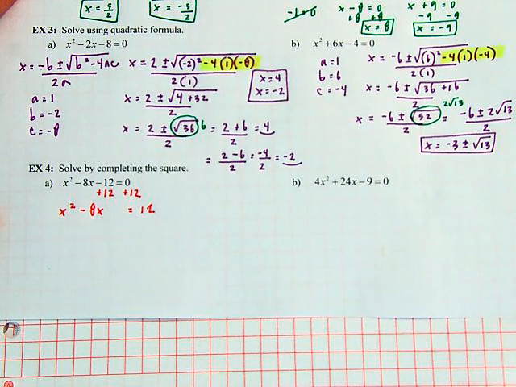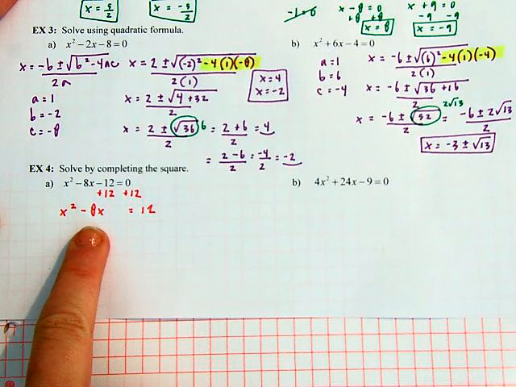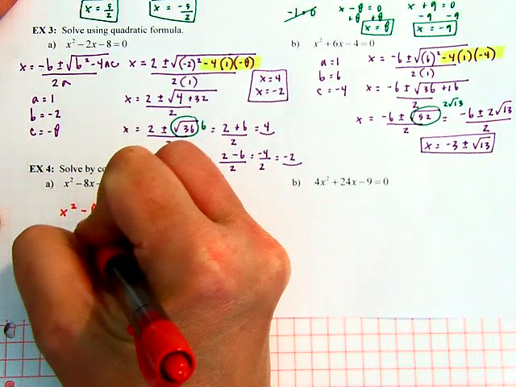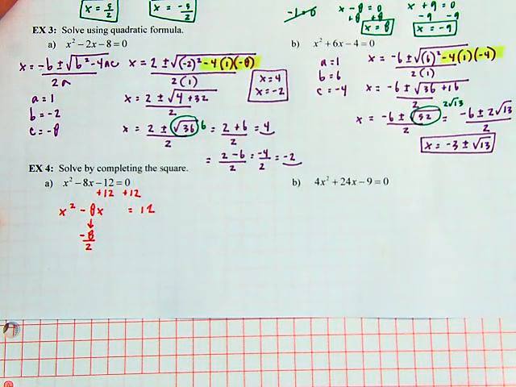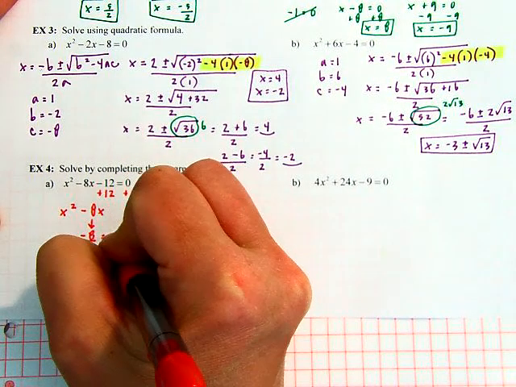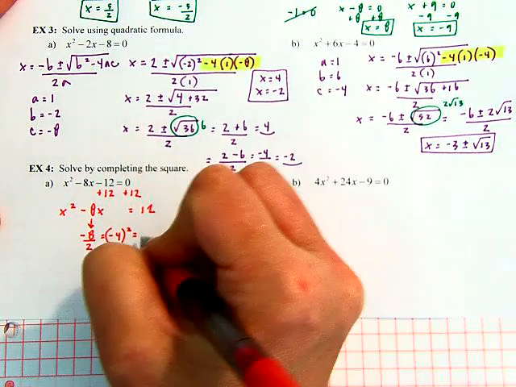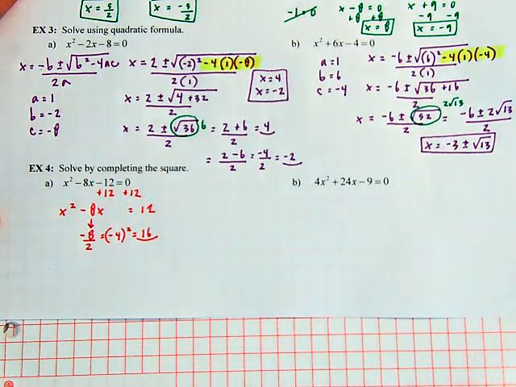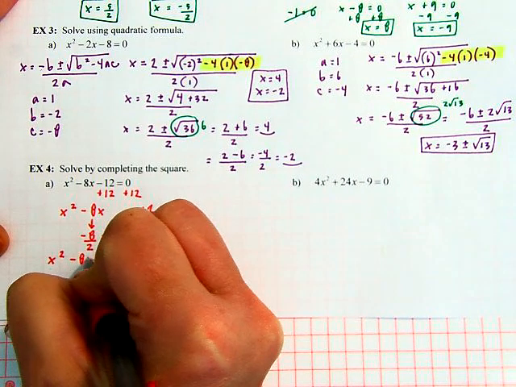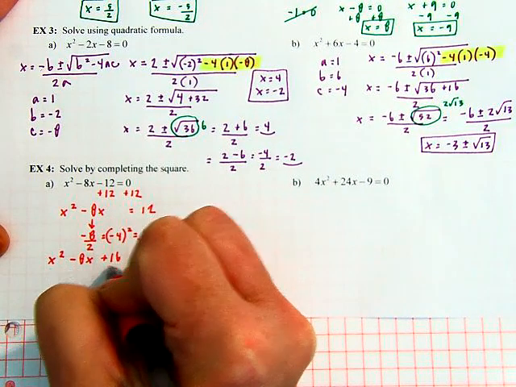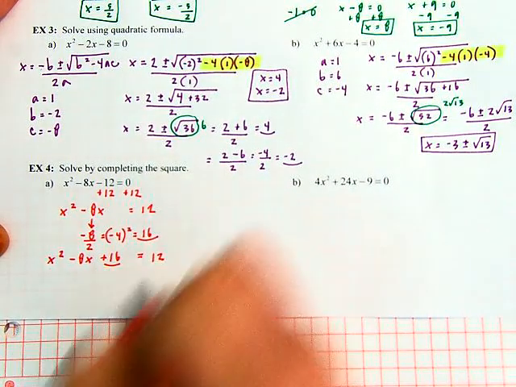Okay, so now I want to take that linear term, I want to split it in half, and I want to square it. So I'm taking the negative 8 dividing by 2. That splits it in half. That gets me negative 4. And then I raise it to the second power, I square it, and that gets me 16. So now I have on the left-hand side x squared minus 8x plus 16. So I've added 16 on the left. I already had 12 on the right.